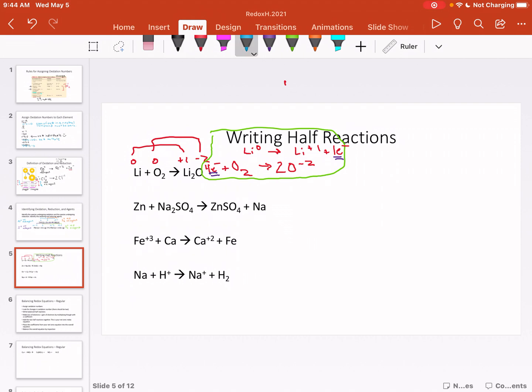Let's take a look at our next example. Standalone zinc, 0. Sodium +1. Oxygen -2. And we might need to do a running total. I have 2 +1s is +2. I have 4 -2s is -8. So here my sulfur must be +6. So I've got my sulfur there at +6.